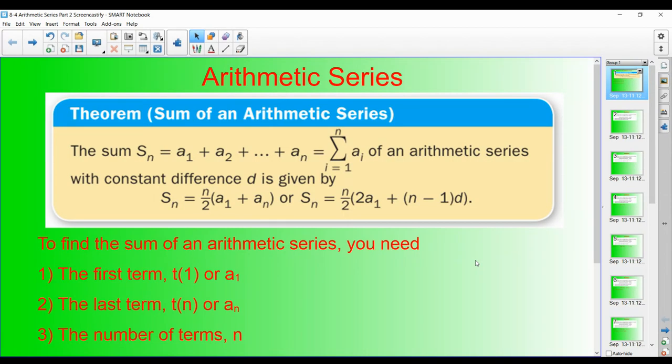So from last lesson, we needed the first term, the last term, and then the number of terms to help us find out how many pairs. And we're going to use this equation where the sum is the number of terms divided by 2 to make pairs. And we take the first term and add it to the last term, and we take the amount of pairs and multiply it by that sum.